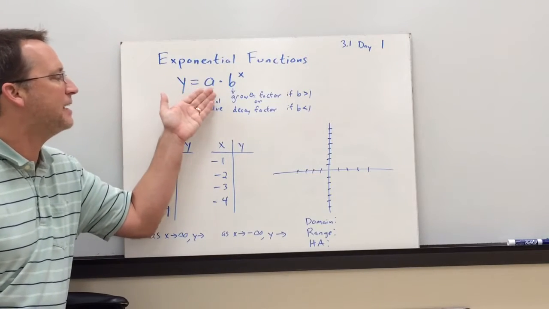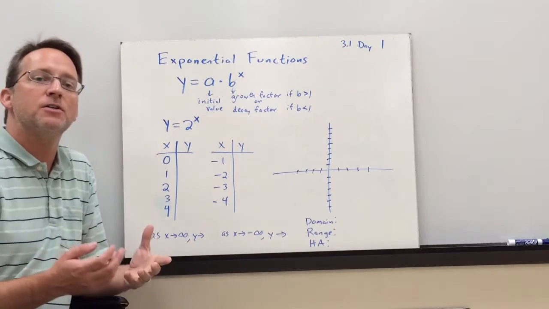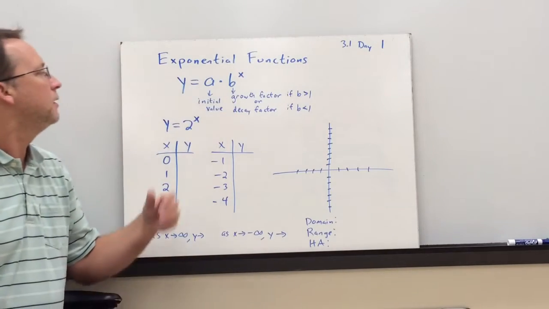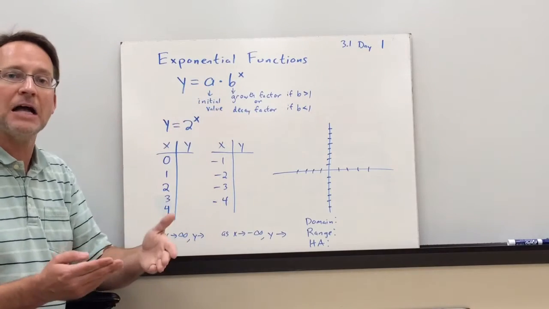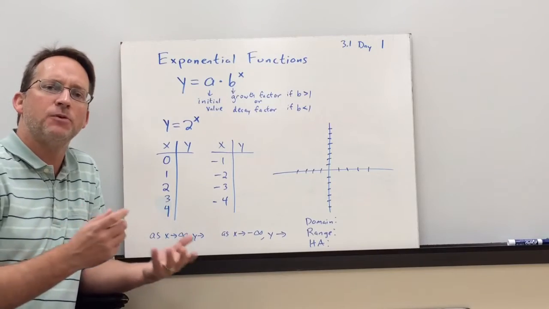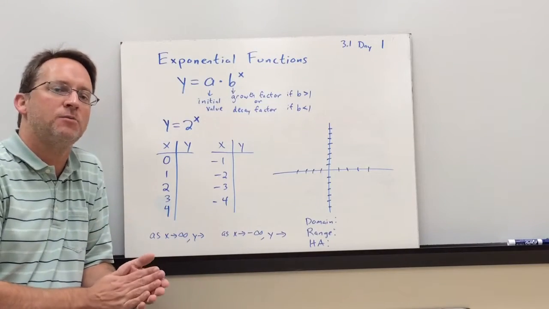Y equals a times b to the x power. It's called an exponential function because our variable is up in the exponent. The a is going to be some constant in this equation. It stands for the initial value that you have. And we'll see some applications later where that comes into play.